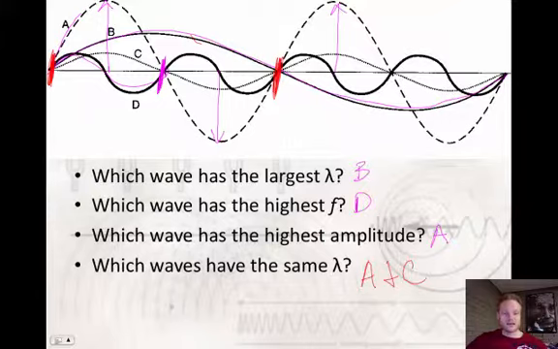Now, do A and C have the same amplitude? The answer is no, right? A is a more intense wave than C because C's amplitude only goes up to here. You can see it's relatively low compared to A, but they are what's also called in phase with each other. So when A goes up, C goes up. When A goes down, C goes down, and so forth. So that's called being in phase, which we'll talk more about later on.